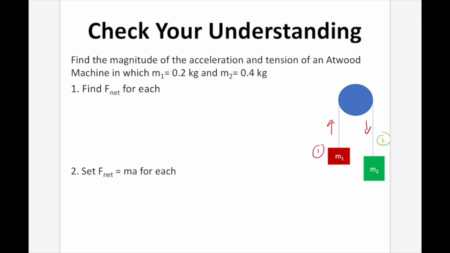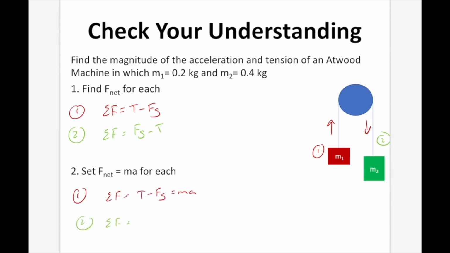So for equation 1, we know that F net is going to equal tension minus Fg, and for equation 2, we know that the sum of the forces, or F net, is going to equal Fg minus tension. Now we're going to set each equal to ma. So for equation 1, the sum of the forces is tension minus Fg, which equals ma. And for equation 2, the sum of the forces is Fg minus tension, which equals ma.